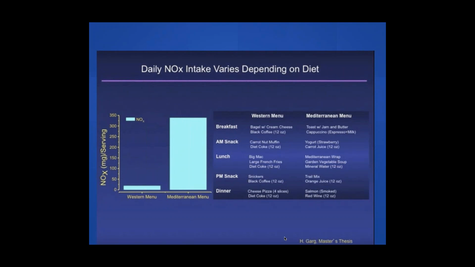I just don't know. But the Mediterranean menu, toast with jam and butter, and they had a cappuccino, a yogurt, and a carrot juice for an AM snack, Mediterranean wrap and garden vegetable soup and mineral water, trail mix, orange juice, salmon, and red wine, much higher in nitric oxide with these minor changes. So I thought that was kind of fascinating.